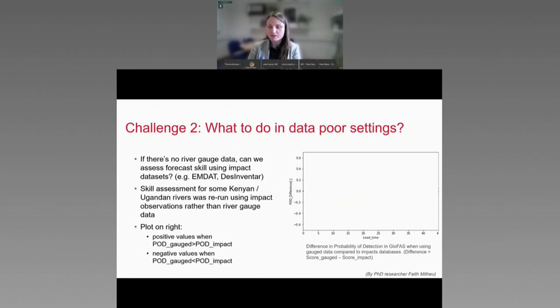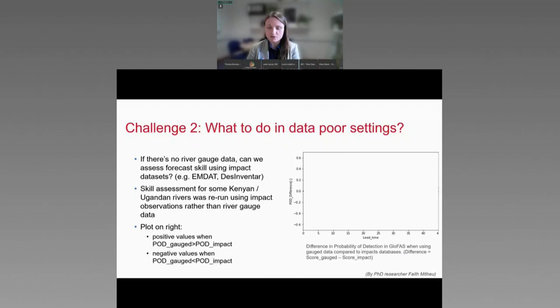So the second challenge when it comes to using those forecasts is what to do in data poor settings. Of course, in many of the places of the world where we want to work, there aren't those kinds of gauged river data sets. And so we've been looking at using disaster impact data sets for evaluation. The plot on the right is going to show probability of detection. And what we've done is undertake a skill assessment for some rivers in Kenya and Uganda.